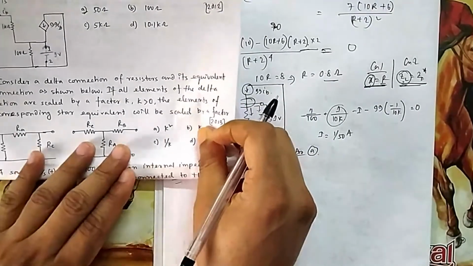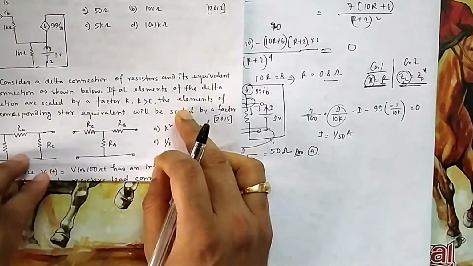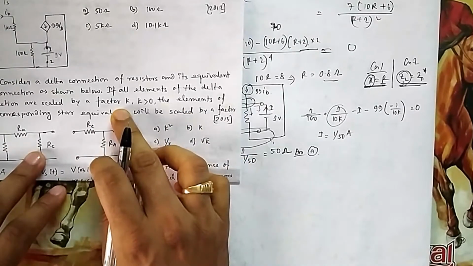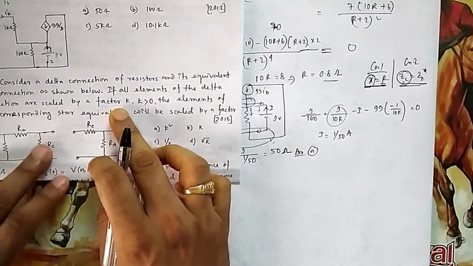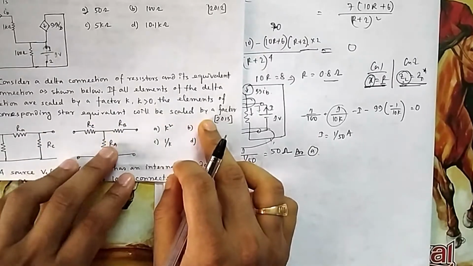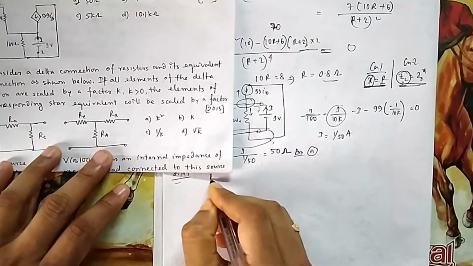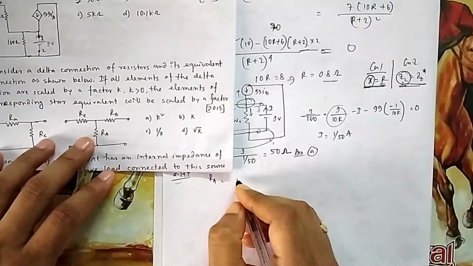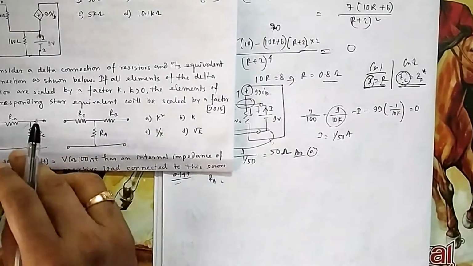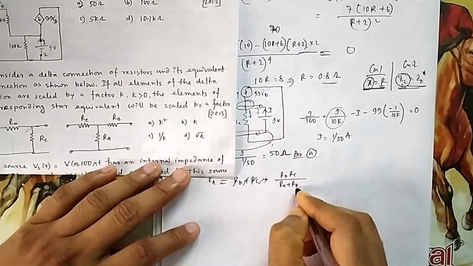Now consider the delta connected resistors and the equivalent star as shown in the figure. The elements of the delta are increased by a scalar factor k, scaled by a factor k. That means each one is multiplied by k. The corresponding star equivalents will be scaled by a factor. So if you see RA, capital RA, what will be capital RA? Suppose this is my star, so this RA is connected between this and this. So what was the formula? RA plus RB plus RC.